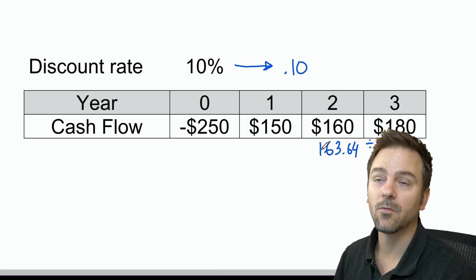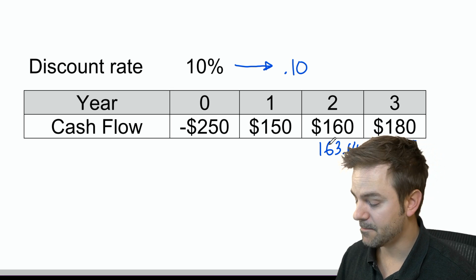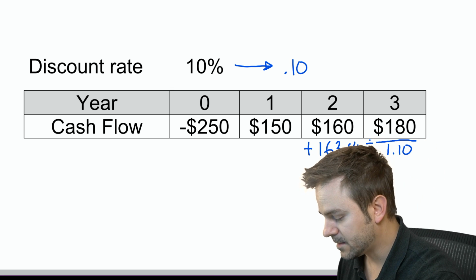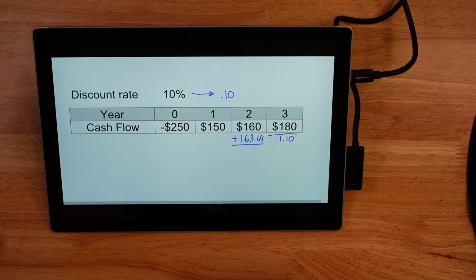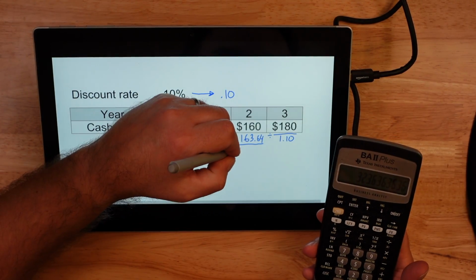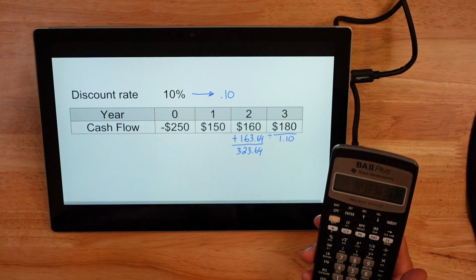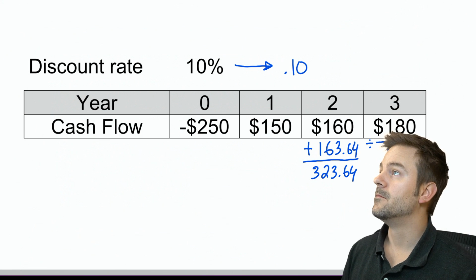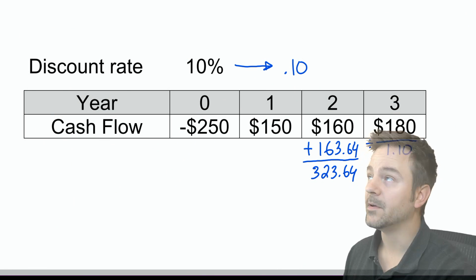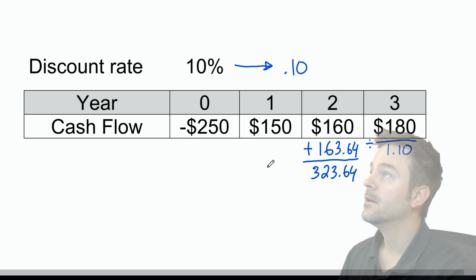Now, right now we have two numbers that are essentially at the same point in time. Both the 160 and the 163.64 are under year 2. And when you have numbers under the same point in time, you can add them or net them together. So we're going to add them together like this, and let's see what we get. Okay, so we take that 163 plus another 160 gives you 323.64. Okay, so we're going to repeat the process that we did over here of dividing by 1 plus the rate, but we're going to do that to this total and move that over here to year 1. So let's see how that would work.